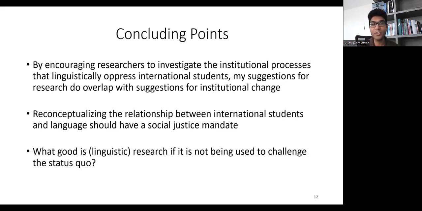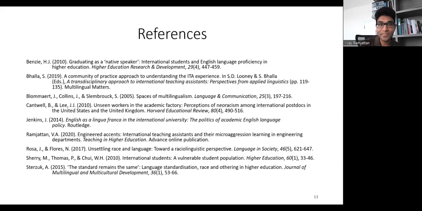But basically, what good is linguistic research and research in general if it's not being used to challenge the status quo, right? So when we're studying topics like international students and language, right, we shouldn't do so just for the sake of novelty, right? We should have a purpose of materially changing the lives of international students in terms of their language practices or whatever other aspect of their identities and social worlds. So with that said, I will stop there.